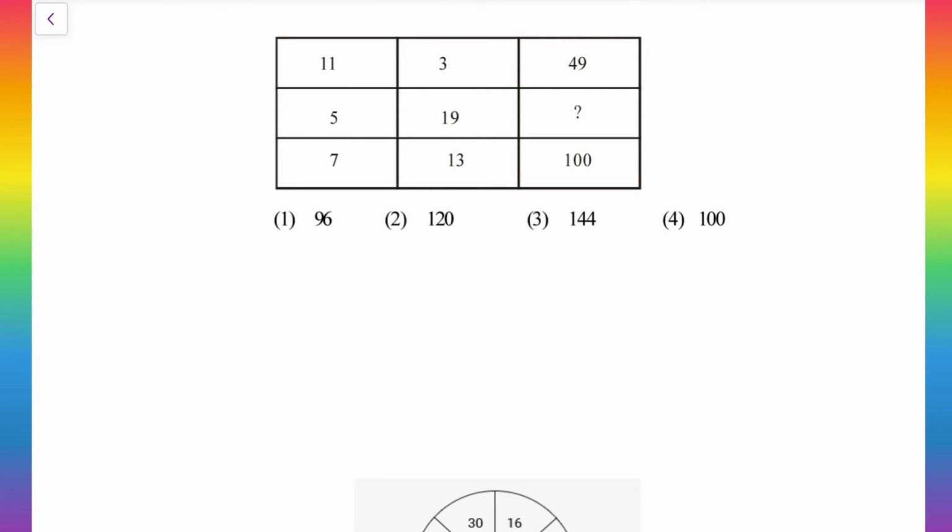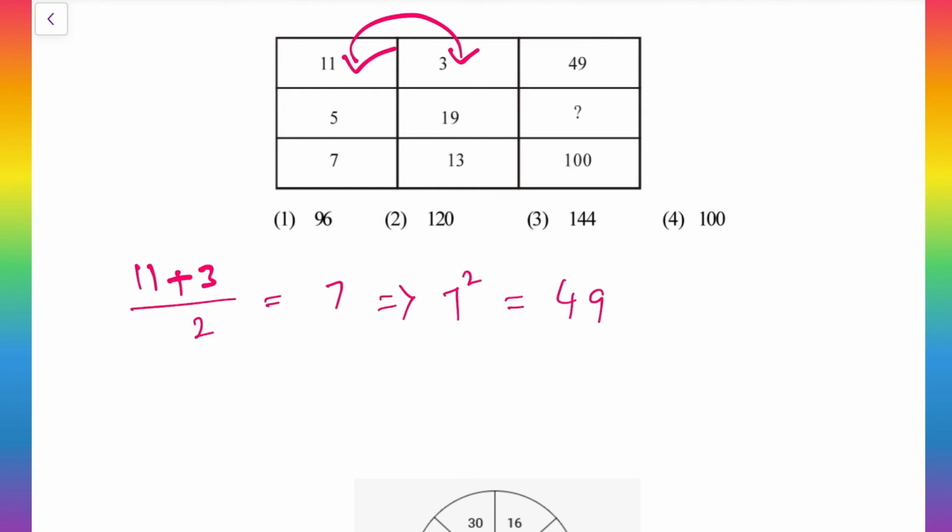Okay, so 11 and 3, do something, we need to get the number 49. Anyway, addition is not possible, subtraction is not possible. Then I will go with the multiplication. 11 times 3 is 33, 33 and 49, no logic at all. Now I will think 11 plus 3 is 14. 14 and 49, any relation is there? Yes, it is there. 11 plus 3 is 14, 14 by 2 is 7. For this number, if we do square, we will get 49.